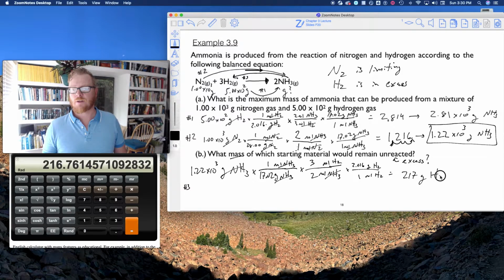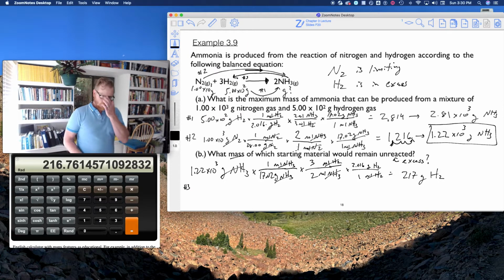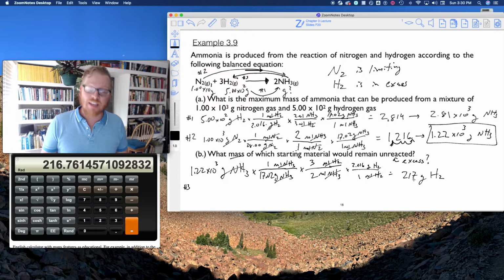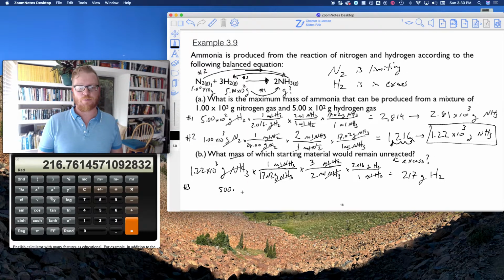217 grams of hydrogen. So what does that number mean? That number means if I wanted to make 1.22 times 10 to the 3 grams of ammonia, I only needed 217 grams of hydrogen. How much did I have in the first place? I had 5.00 times 10 to the 2, that's 500 with 3 sig figs. So I'm going to write that as 500. grams of hydrogen.